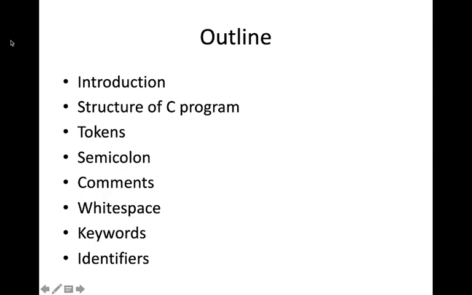We will see an introduction to this C programming language. Then we will see the general structure of a C program. Then we will see what is a token. Then we will see what is the importance of the semicolon. Then we will see comments, whitespace, keywords, and then identifiers.